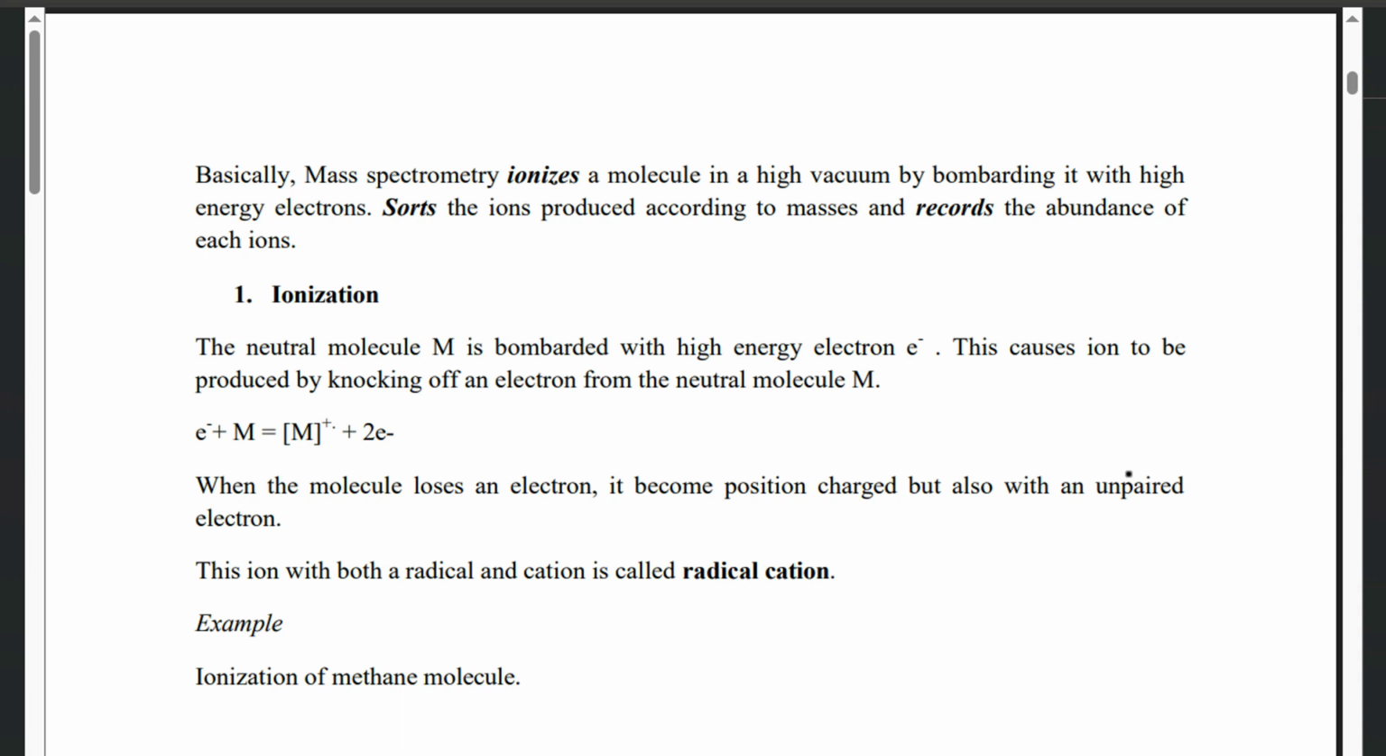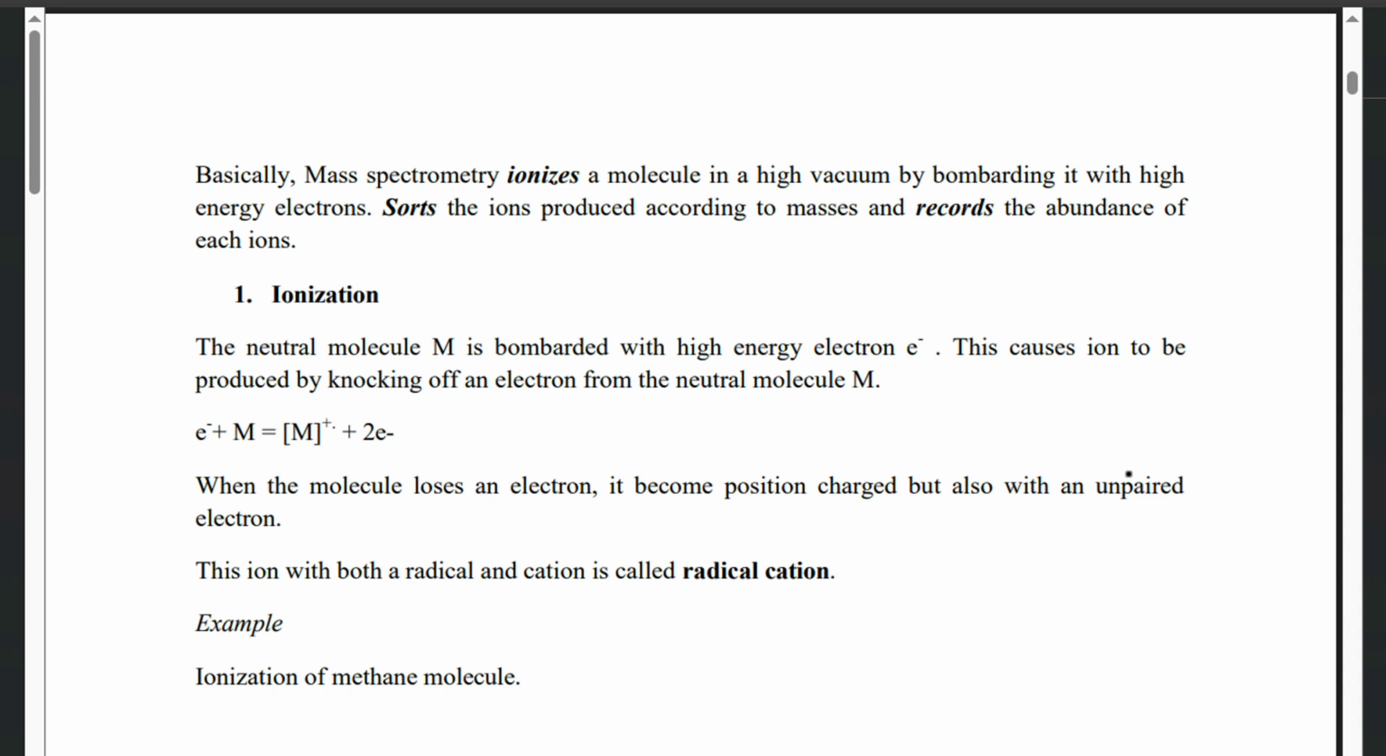Ionization is the first thing that occurs. The neutral molecule M is bombarded with a high energy electron. This causes an ion to be produced by knocking off an electron from the neutral molecule. So let's say we bombard molecule M with a high energy electron. This high energy electron is going to knock off an electron from M. So we have two electrons thereafter, and this one becomes positive and radical.